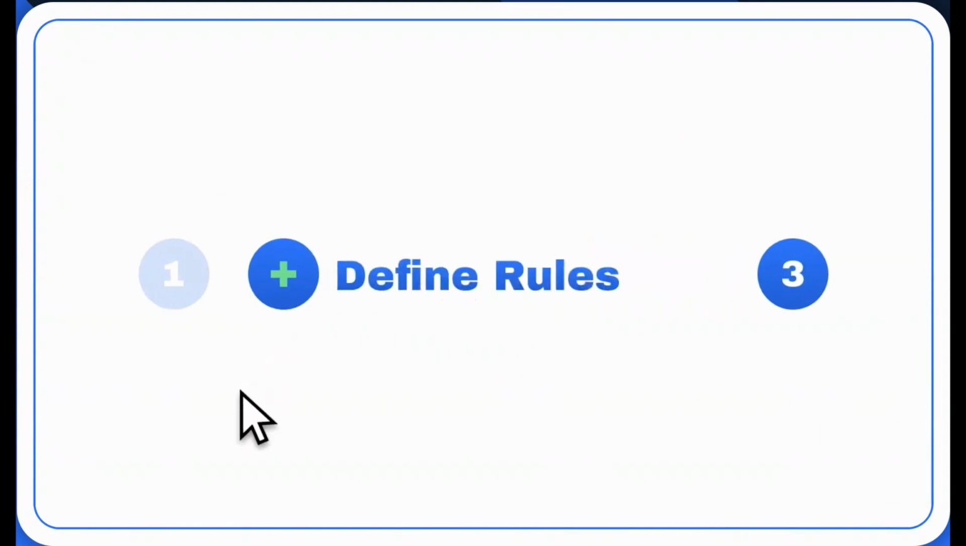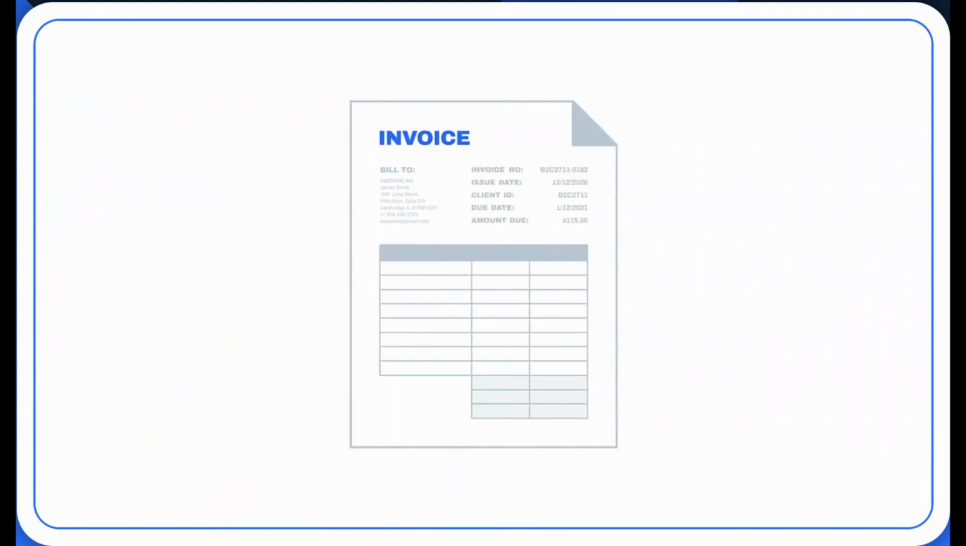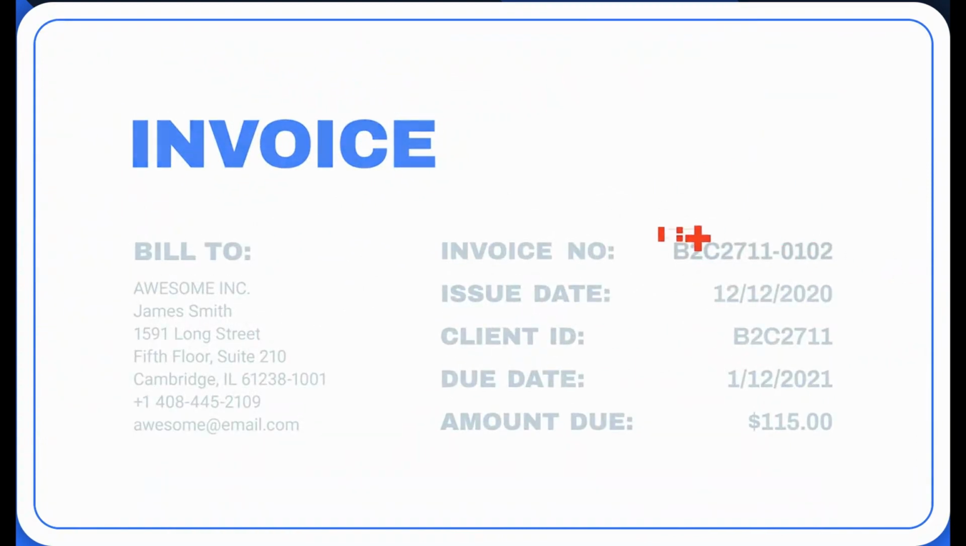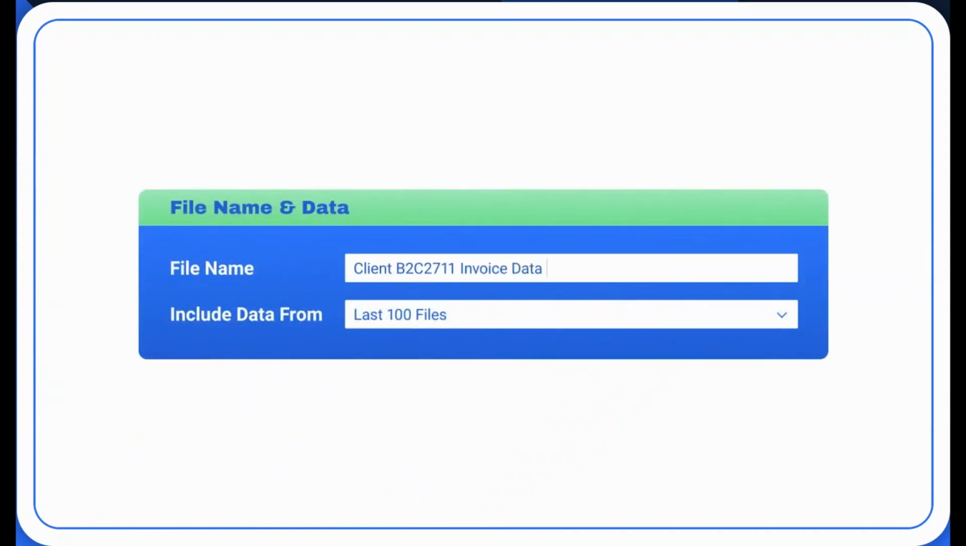Docparser comes with a built-in parsing engine that makes data extraction from a bank statement or a credit card statement so much easier. Whether your statements are in PDF, images, or documents, Docparser can handle all and convert the statements into Excel or CSV or any other format that you desire.